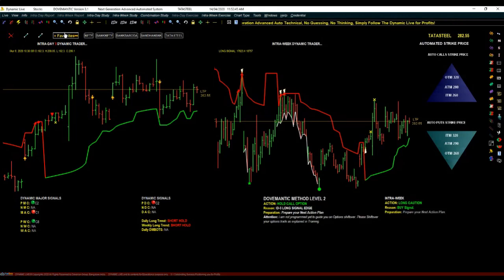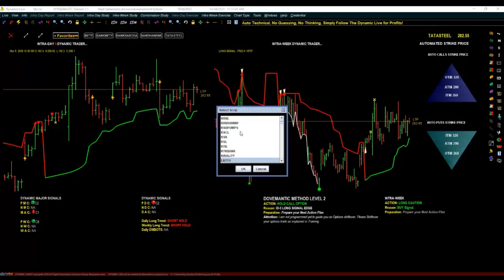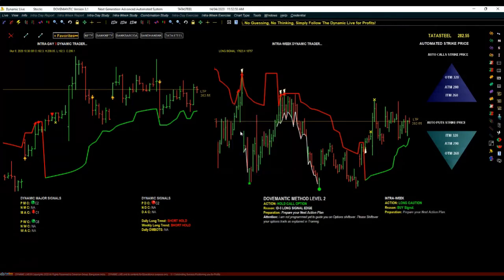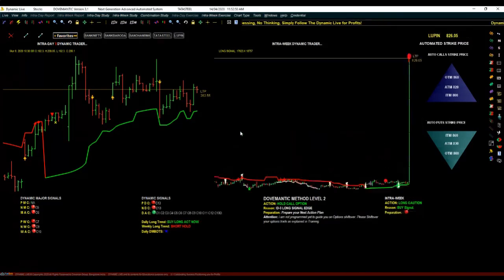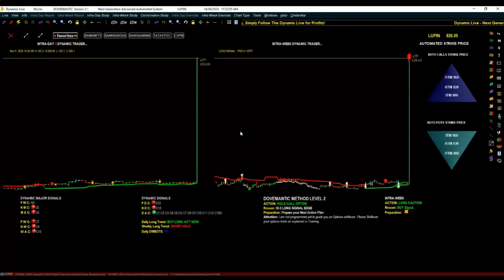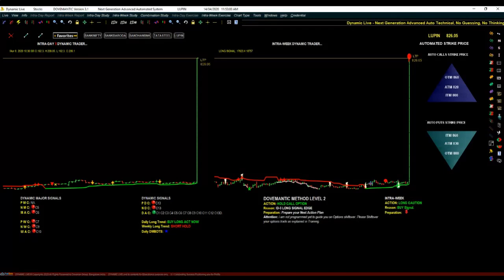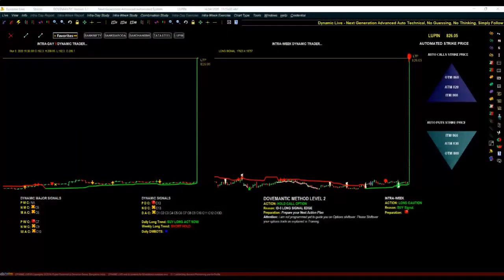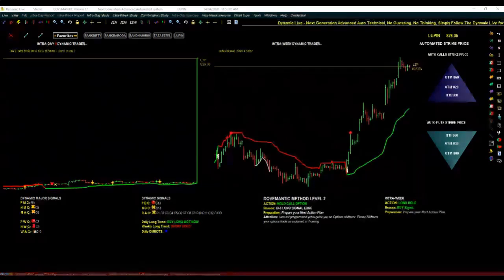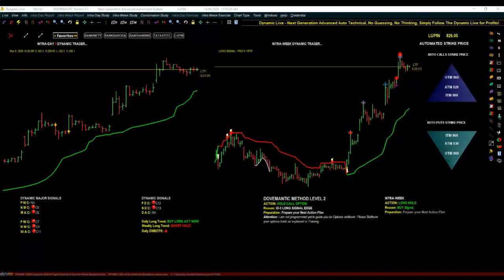Let me check what's happening in Lupin. The last many sessions we have been checking all the pharmaceutical stocks. We didn't check Lupin. Let us check what's happening in Lupin. Now this is a massive movement. Even in Lupin, it is telling us hold call option now.